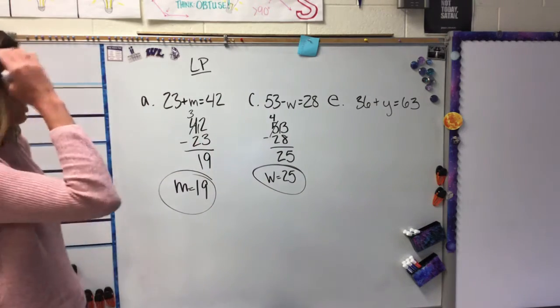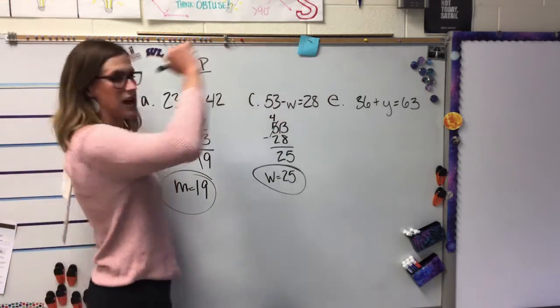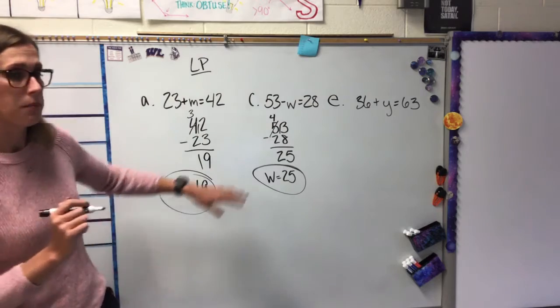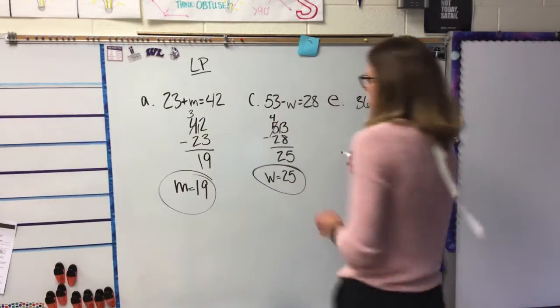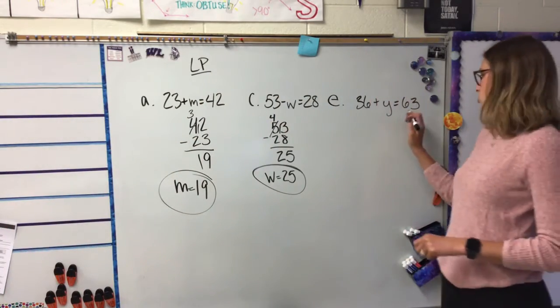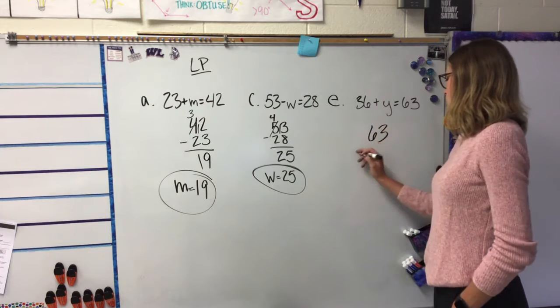And finally, E. 36 plus Y equals 63. I've got a missing number in an addition sentence. To find the answer, I'm going to subtract. So let's go 63 minus 36.